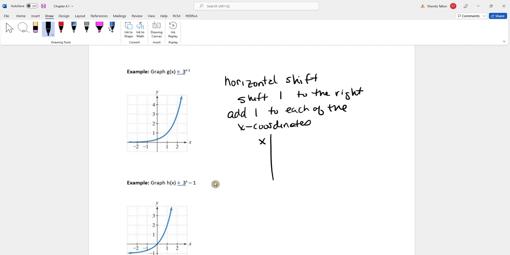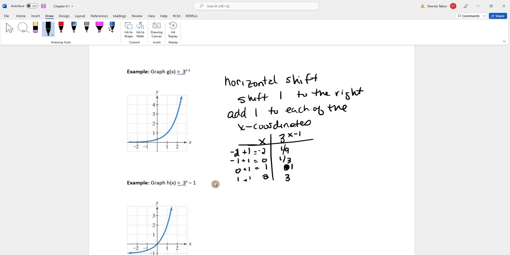Okay, so remember when we had our table, this is 3 to the x minus 1. So these values stay the same. Oops, this is 1. This is 3. So remember we had -2, we had -1, 0, 1. So I'm going to add 1 to each one of these. You get -2, you get 0, you get 1, you get 2.